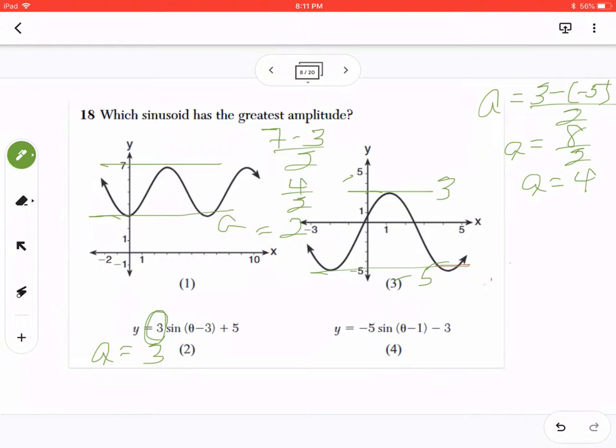And finally, in choice 4, the a value is negative 5, but the amplitude will always be the absolute value of that a value. In this case, the absolute value of negative 5 would equal 5. Looking at all these amplitude values, the choice with the greatest is choice 4. That has the greatest amplitude.